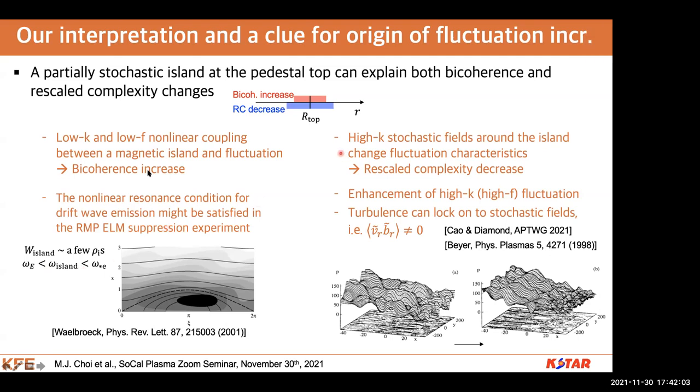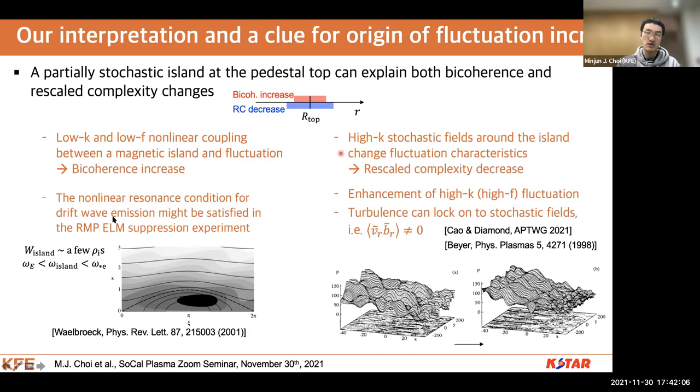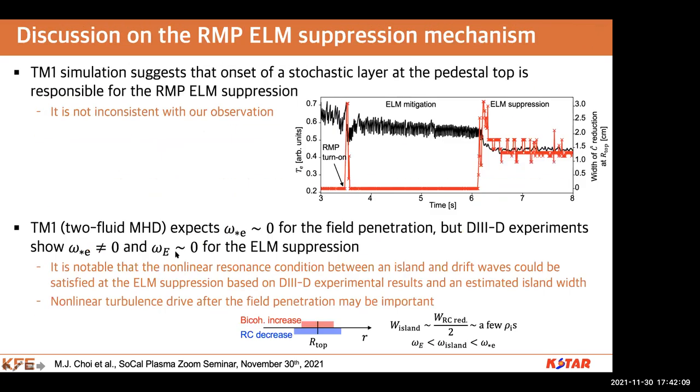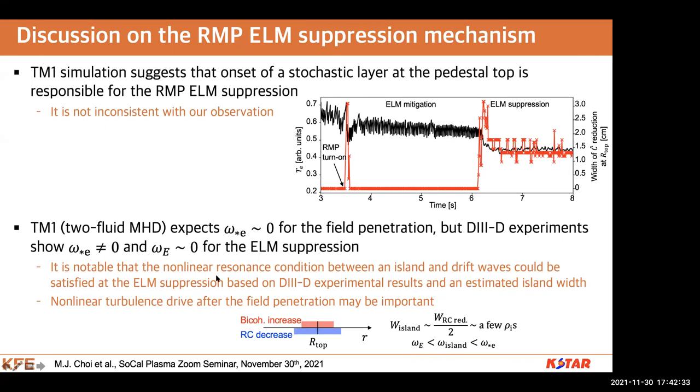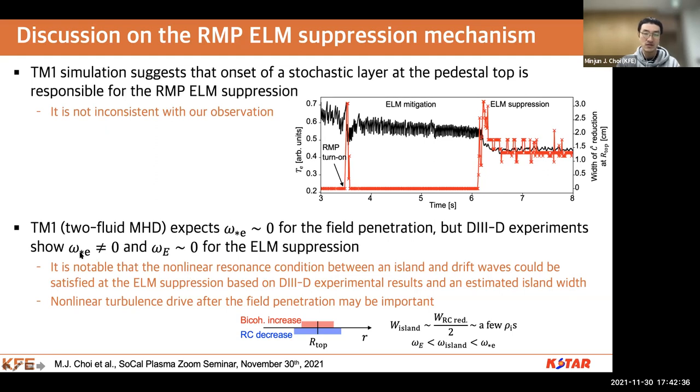So is the island here at zero frequency? Yeah, near zero, I think, because it is an RMP island induced by the RMP static field. So this would be near zero. And for the ELM suppression, within some uncertainty, they found the electric drift frequency near zero. So this condition might be satisfied. And the amplitude is larger than zero, so this condition might also be satisfied in the RMP ELM suppression experiment. This implies that the nonlinear turbulence drive after the field penetration may be important for the suppression.